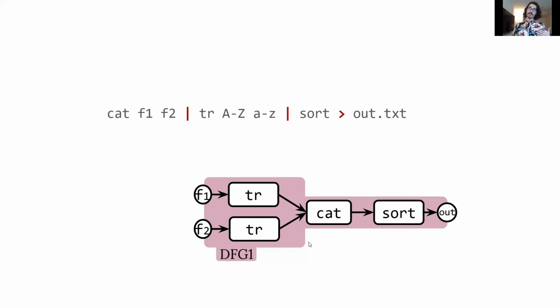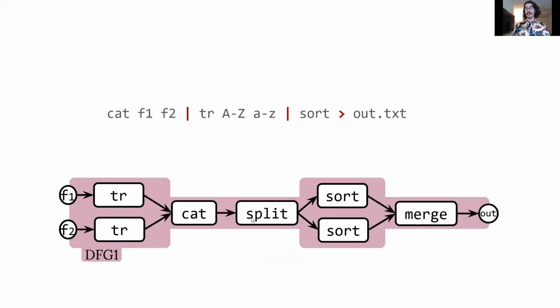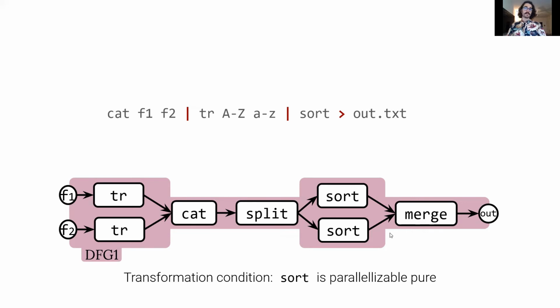Similarly, we can perform a parallelization transformation on sort now. The transformation on sort splits the input of sort into two, parallelizes sort, and then merges the output with a merge that merges sorted inputs, as in the merge sort algorithm. And this transformation we can perform because sort is known by the correspondence framework to be a parallelizable pure command where its aggregator is a merge.